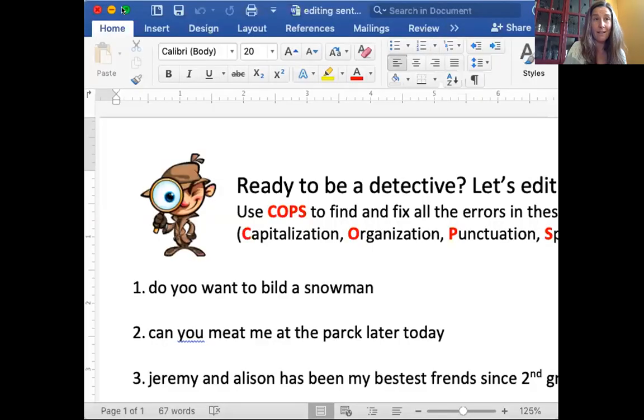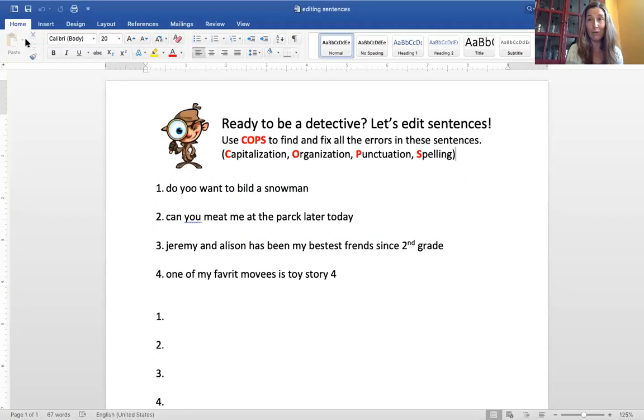So I have some examples we're going to do together. And today when we do these examples, you're going to have a chance to pause the video if you would like to try to find the errors and fix them on your own before you hear me go over the answers. So as you can see here, it says, ready to be a detective? Let's edit sentences. You're going to use the steps, COPS, to find and fix all the errors in the sentences.